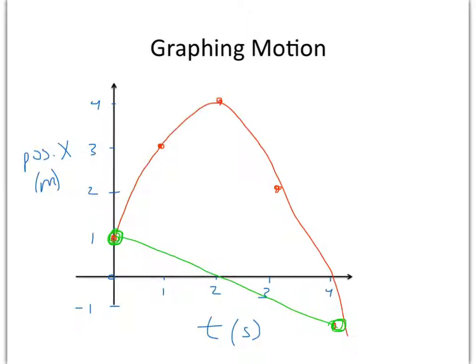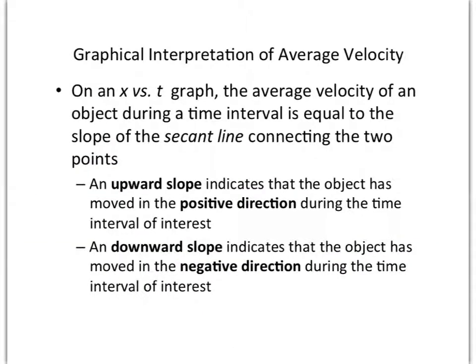Because look, over the whole trip, he starts at a positive position and ends up at a negative position right here. So on average, he goes sort of negative. On average, he has a negative velocity, even though he goes pretty far forward and then comes back very far negative. The secant line between the beginning point and the end point indicates the average velocity.